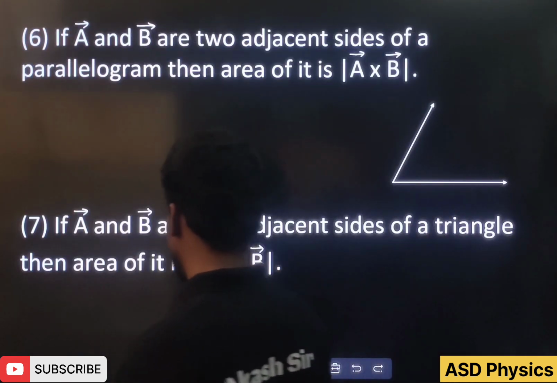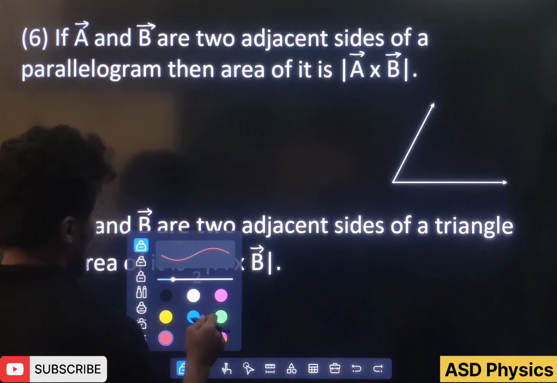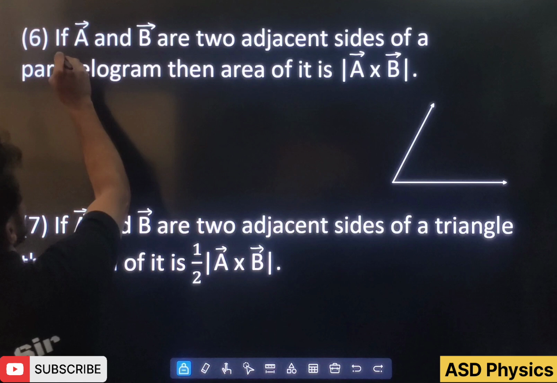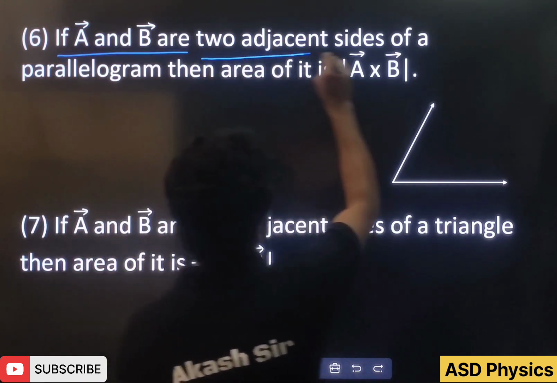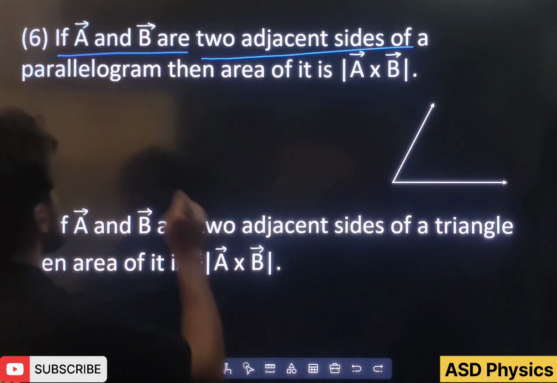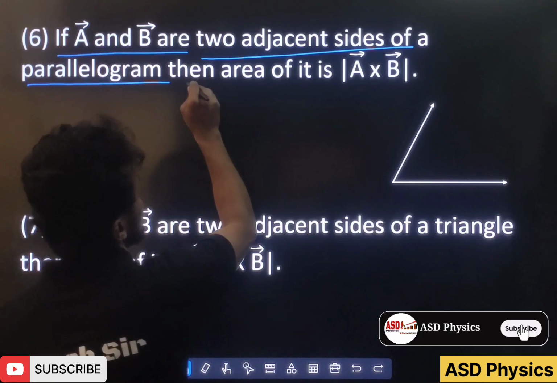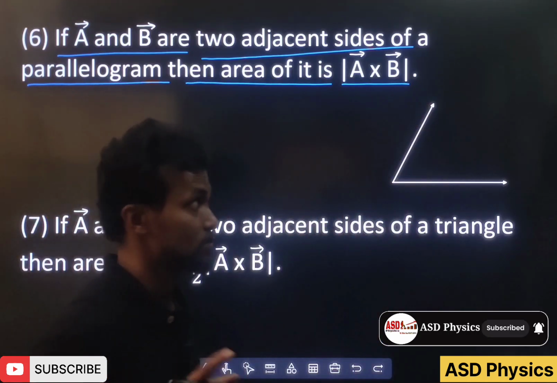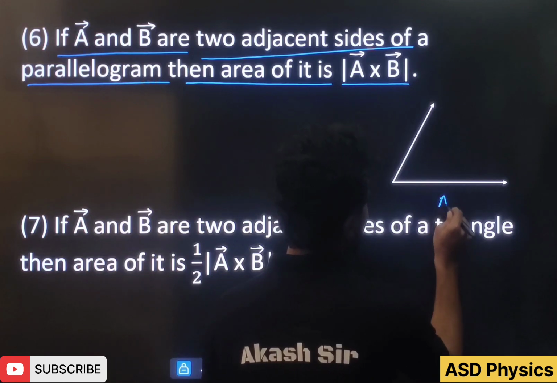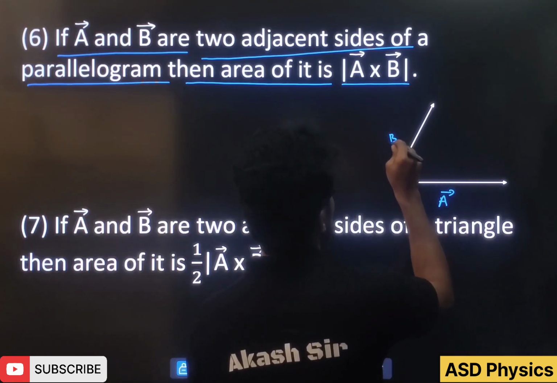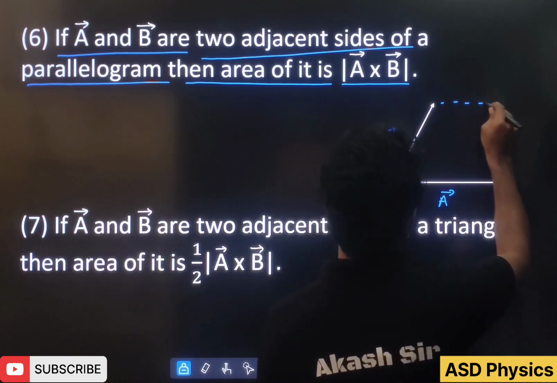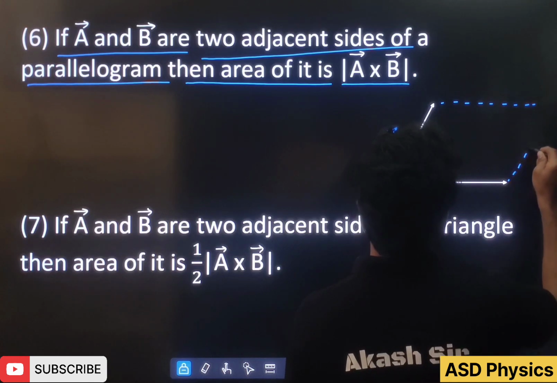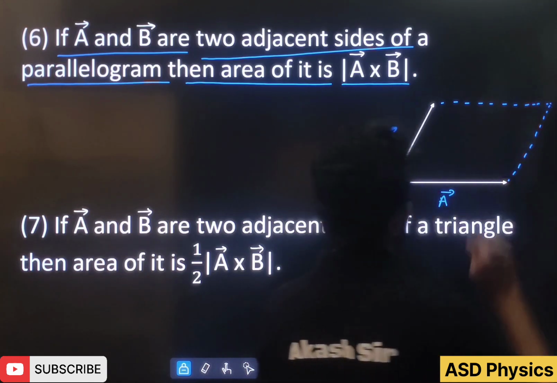Next one, students, one more application is there. The sixth application. If vector A and vector B are two adjacent sides of a parallelogram, then the area of it is given by how much? Mod of A cross B. How can we tell? See, vector A, vector B, and here we will make the parallelogram. A parallelogram is one where the opposite sides are parallel.